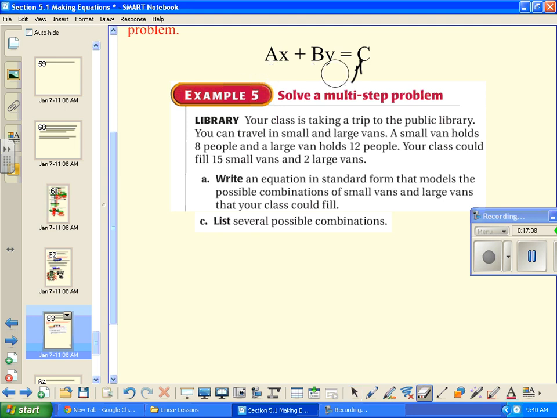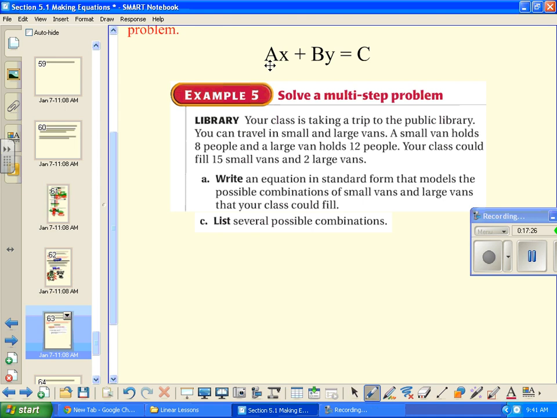In this problem here, they're talking about your class taking a trip to the public library. You can travel in small and large vans. A small van holds 8 people. A large van holds 12 people. And your class could fill 15 small vans and 2 large vans.